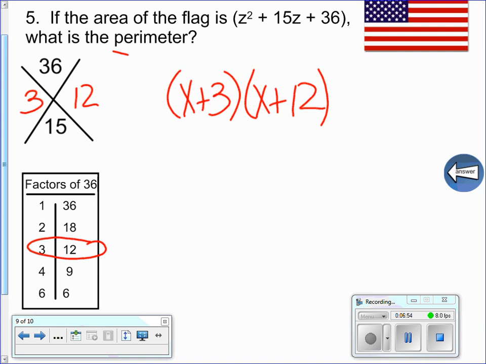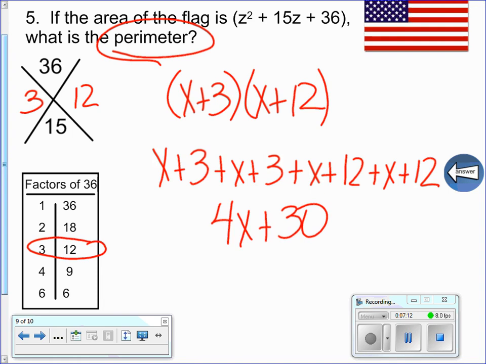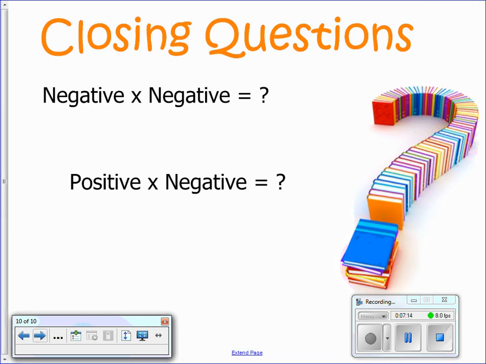But it's asking me for the perimeter, so that means I have to add all four sides. So z plus 3 plus z plus 3 plus z plus 12 plus z plus 12. Together, that equals 4z plus 30. That's my answer. All right, negative times negative is positive. Negative times positive is negative.